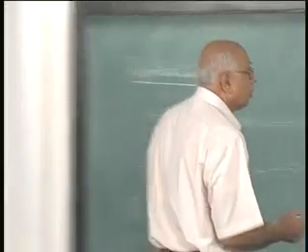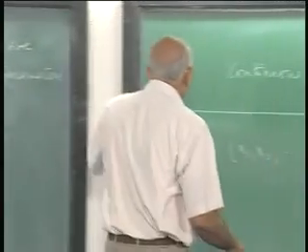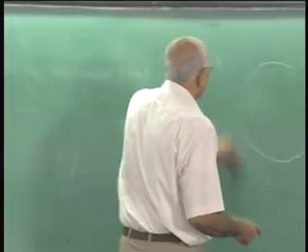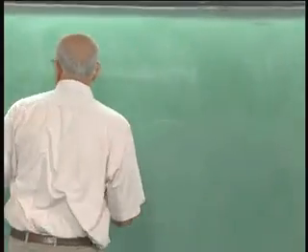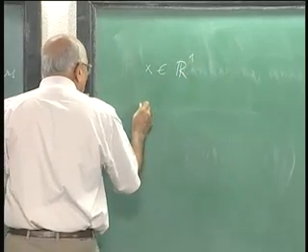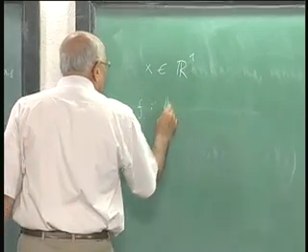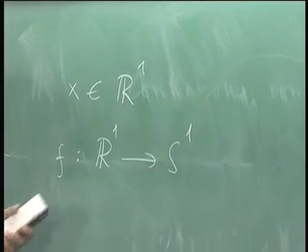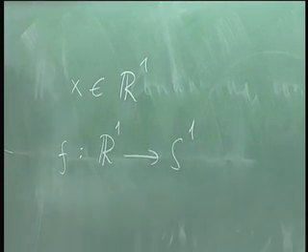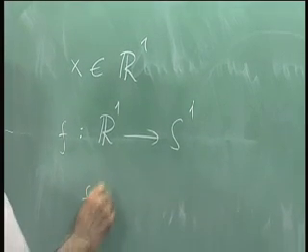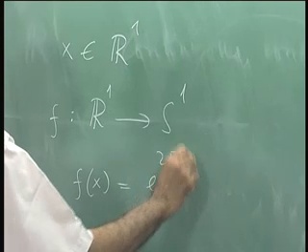There are other representations of R1. Here is another. Suppose I map R1 to S1, so corresponding to every x. I start with some x, an element of R1, some real number, and I put a map f such that R1 goes to S1. This is a function of x which takes me from a real number to a complex number in S1, and this map is f of x equal to e to the 2 pi i x.